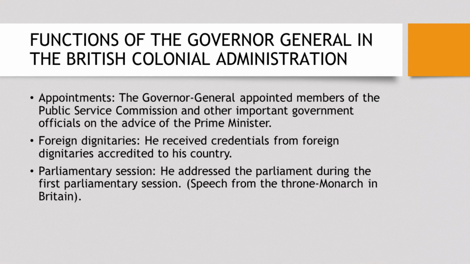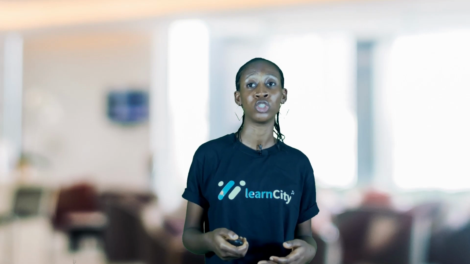Foreign dignitaries. The Governor General received credentials from foreign dignitaries accredited to his country. Parliamentary sessions. The Governor General addressed the Parliament during the first parliamentary session. Speech from the throne, monarch in Britain. So the first parliamentary session was usually opened by the Governor General, which is usually the speech from the throne.